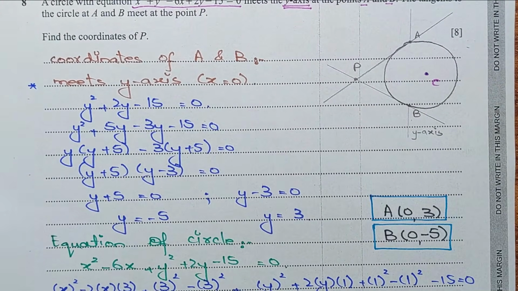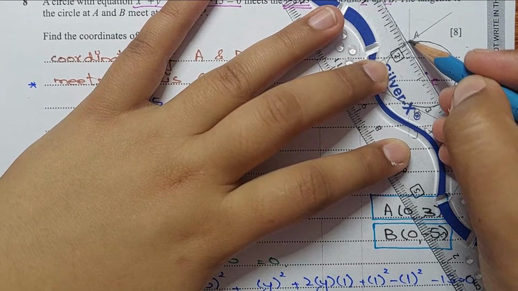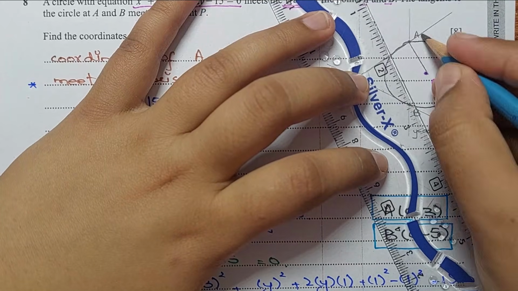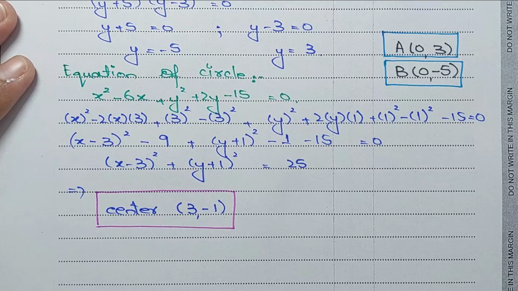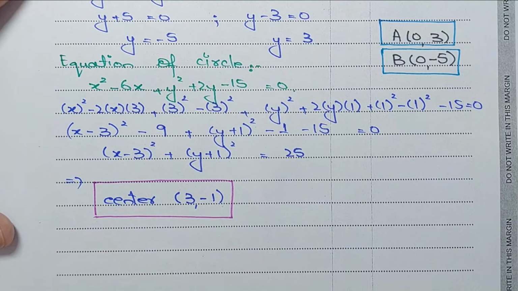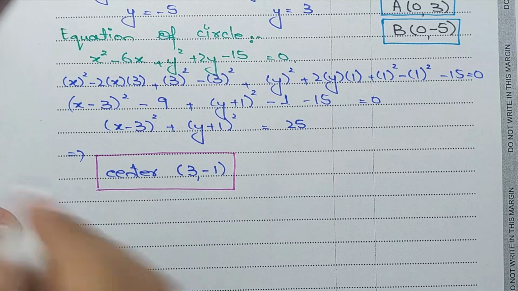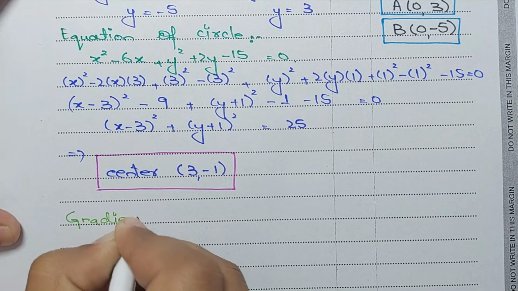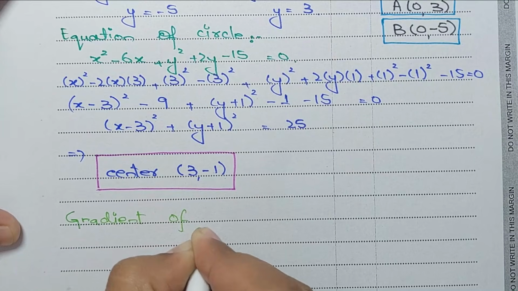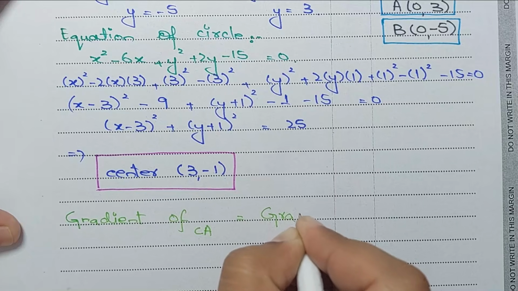Now we have to find out the gradient of CA and CB. We have the coordinates for C and A both, right? So this would be the gradient of the radius. The next thing is the gradient of CA. The gradient of CA is basically equal to the gradient of the radius.